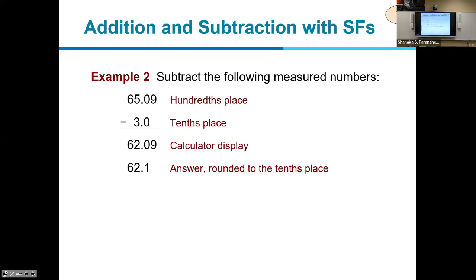Now the same is true for subtraction. So when you subtract 3 from 65.09, the answer is 62.09. So now we are going to round this to the tenths place. This is the lowest number of decimal places. Answer is 62.1.